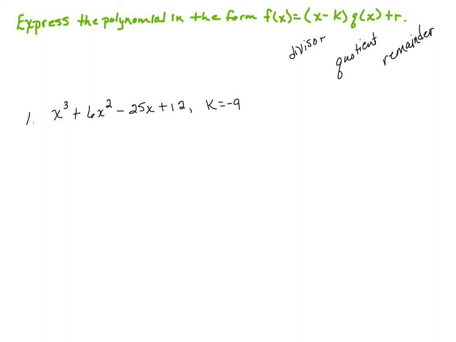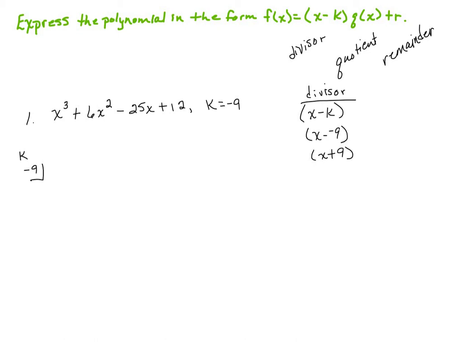Well, my divisor x minus k is going to equal x minus -9, which is going to be x plus 9. Okay, that's my divisor. And what I'm going to do is use synthetic division to divide this out. And what goes in this box here is always the k. K is -9.